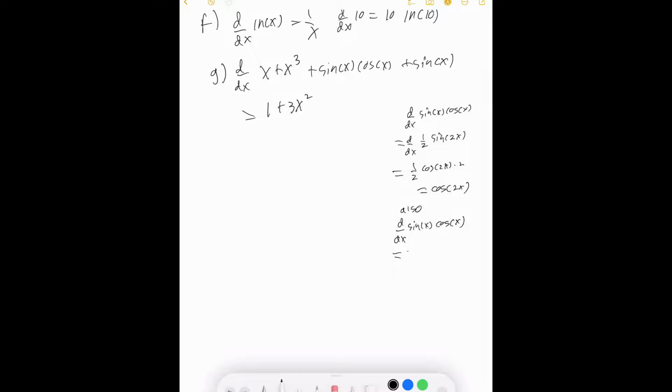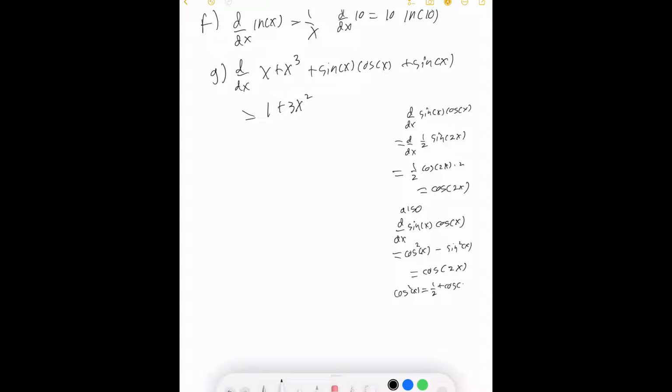So the derivative of sine x times cos x is going to be equal to cos squared of x minus sine squared of x, because the derivative of cos is negative sine, the derivative of sine is positive cos, and this is equal to cos 2x, which is a trig identity, right?